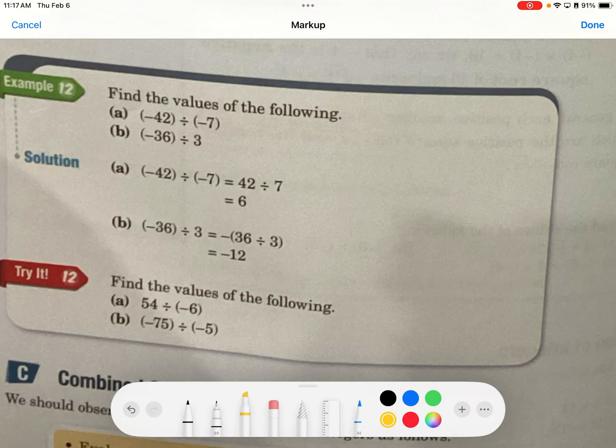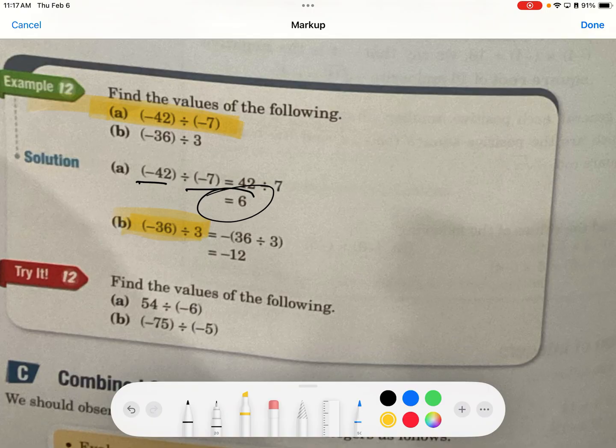All right. So find the value of 42 divided by 7. What's 42 divided by 7, Micah? It's 6. Yes. So because we have a negative and a negative, we have matching signs. We know our answer is going to be positive. Look here, Layne. We've got a negative and a positive. If we have mismatched signs, our answer is going to be what, Micah? Negative.